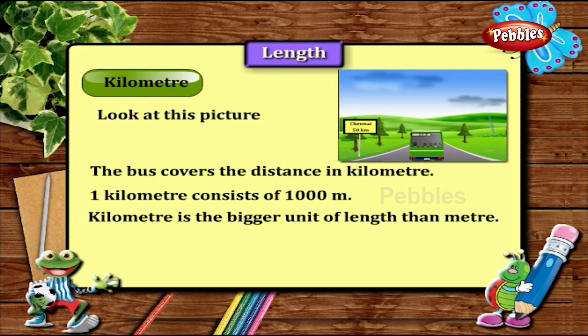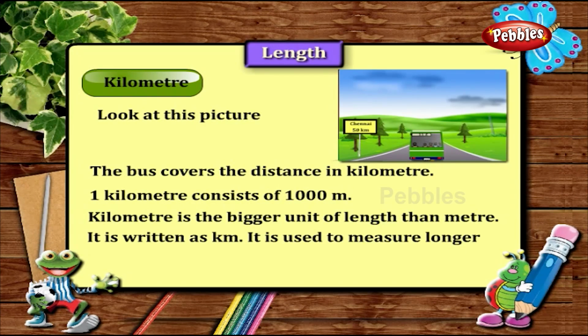Kilometer is the bigger unit of length than meter. It is written as km. It is used to measure a longer distance. Remember, 1000 meters is equal to 1 kilometer.